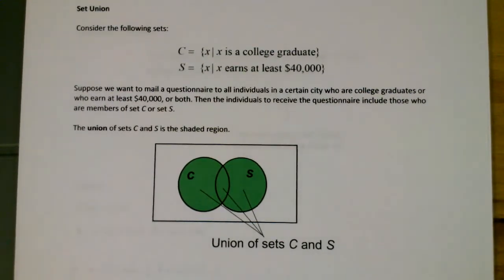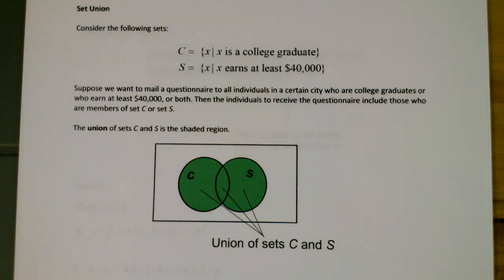All right, now let's consider these two sets. Again, C is the set of all X such that X is a college graduate, and S is the set of all X such that X earns at least $40,000. And let's suppose we want to mail a questionnaire to all individuals in a certain city who are college graduates or who earn at least $40,000 or both.